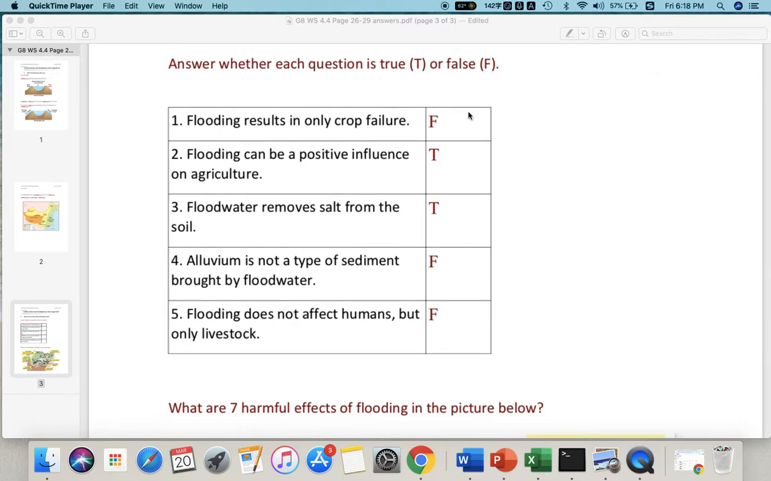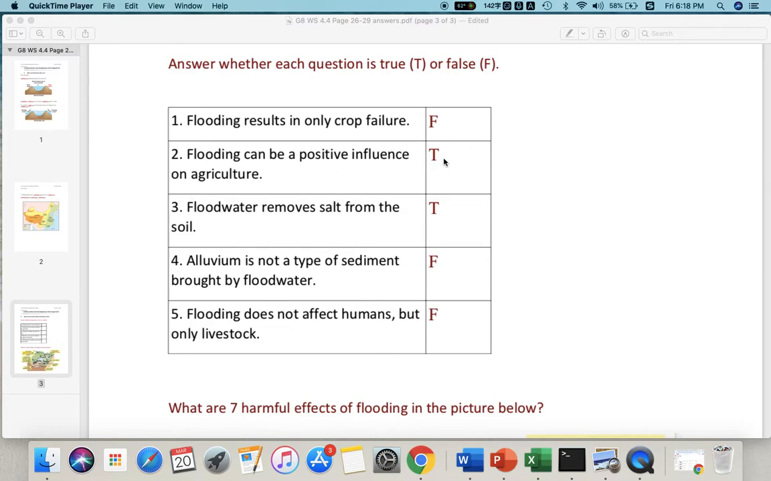The first one, most of you got it right. Flooding results in only crop failure, which is wrong. Flooding could kill people. Flooding could kill animals, not only cause crop failure. You may refer back to your textbook on page 28. There are a few examples. Flooding could also damage the roads as well. So it is not only about crop failure. So this is false.